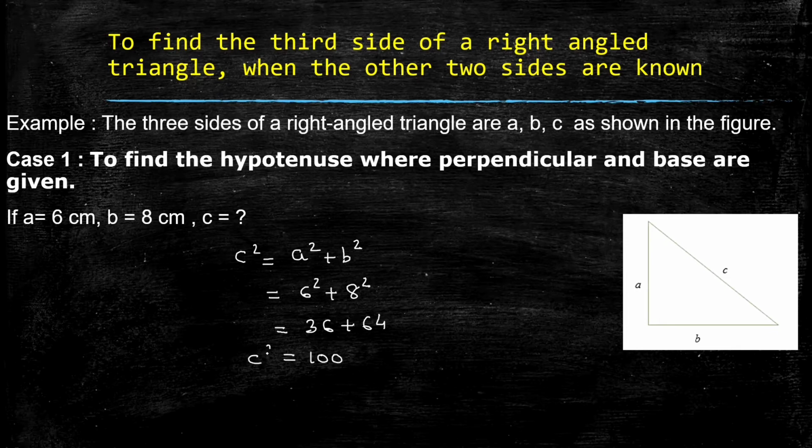So I have C square equal to 100. 100 can be written as 10 square. So I have C square equal to 10 square, which means C is equal to 10 centimeter. Or I can write it as C is equal to square root of 100, which is again equal to 10. So we have C is equal to 10 centimeter. We found the value of hypotenuse when we were given the perpendicular and base.